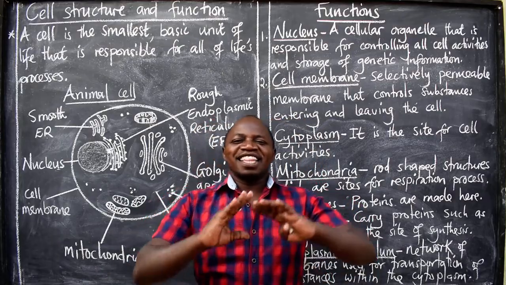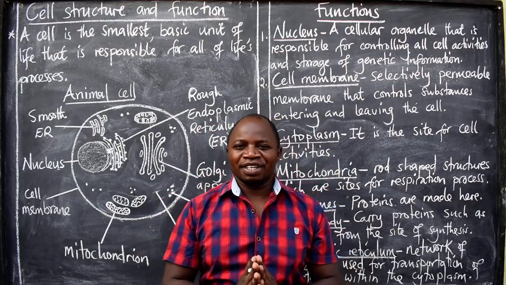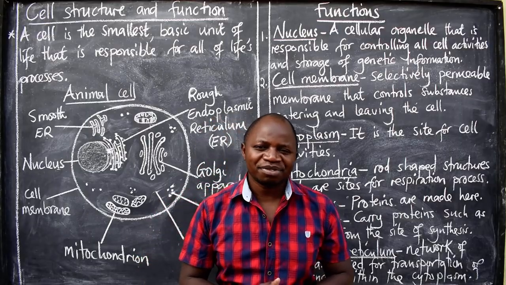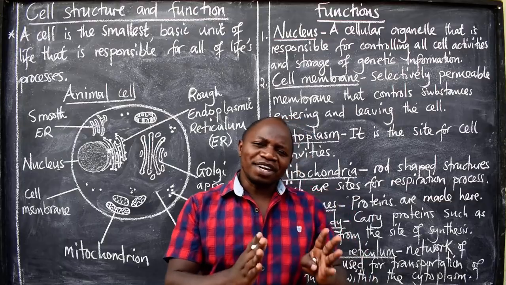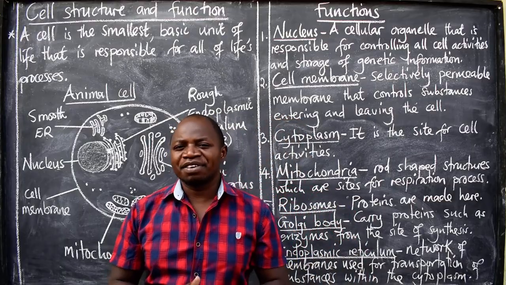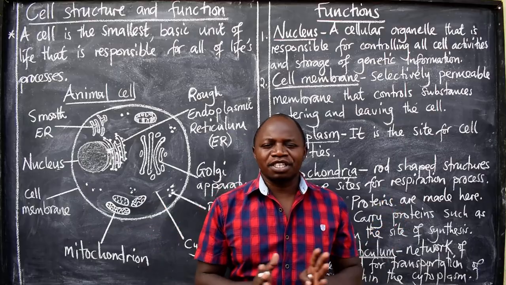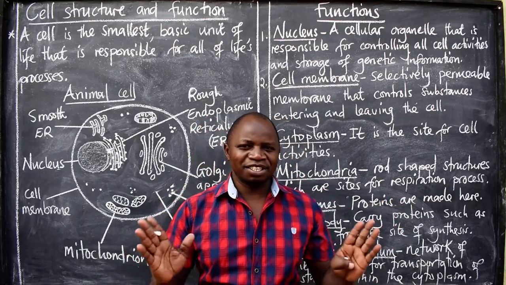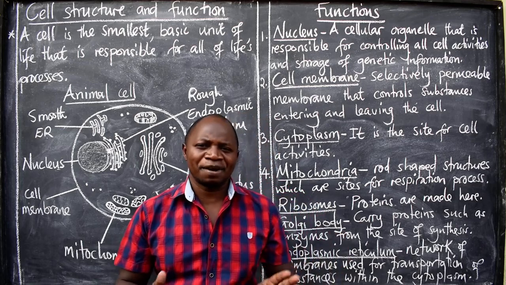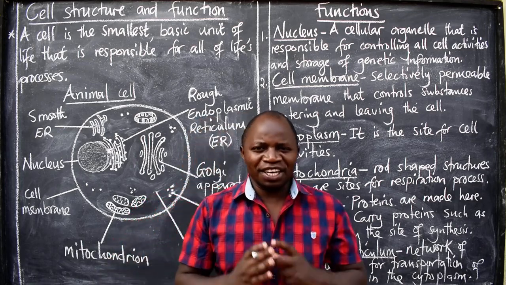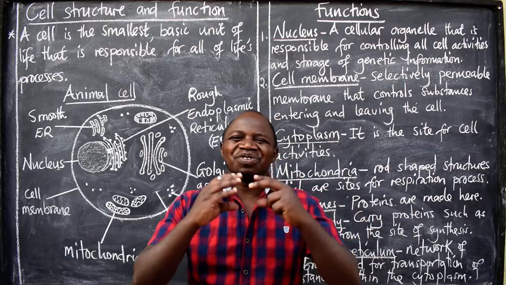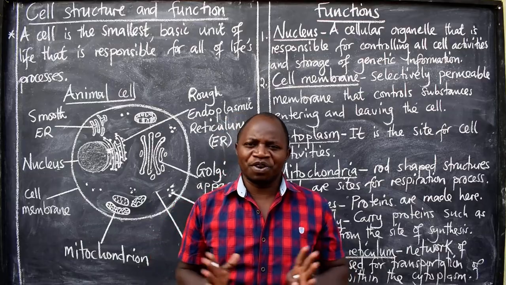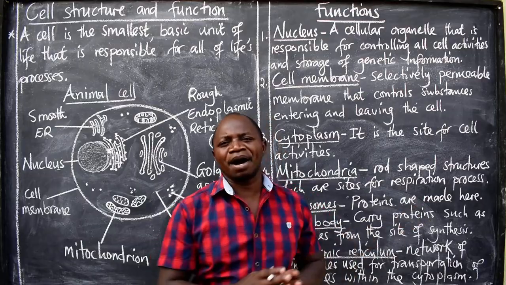Before we can look at the structure of the cell, let's begin by defining what a cell is. A cell is the smallest basic unit of life that is responsible for all life processes. That is the simplest way of defining a cell. Now, in this definition, there are certain terms that you need to understand so that you don't forget everything that will be talked about.